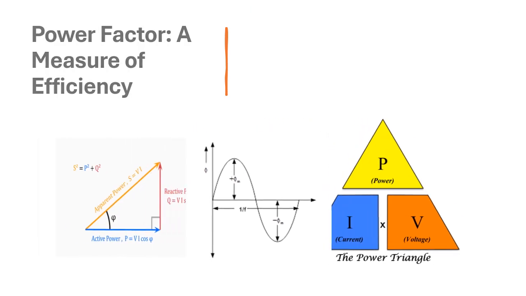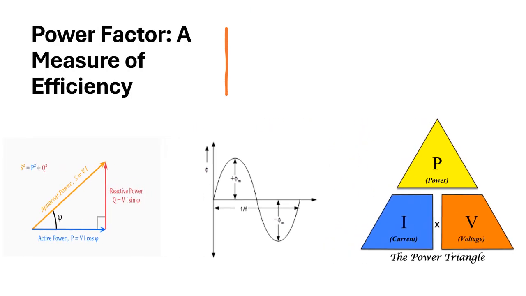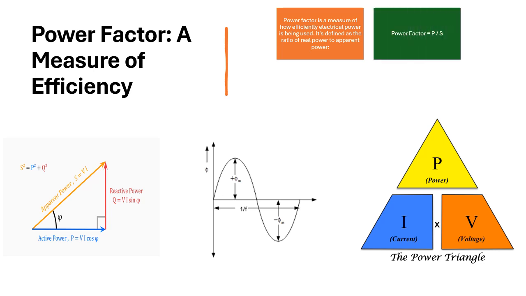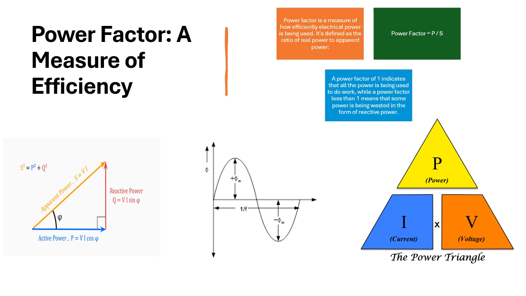Power factor, a measure of efficiency. Power factor is a measure of how efficiently electrical power is being used. It's defined as the ratio of real power to apparent power. Power factor is equal to P over S. A power factor of 1 indicates that all the power is being used to do work, while a power factor less than 1 means that some power is being wasted in the form of reactive power.